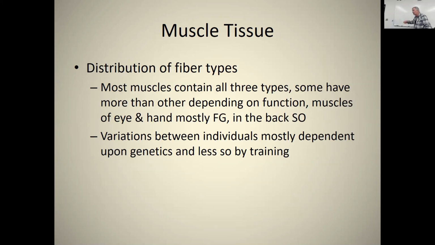So most muscles contain all three types. Some have more, depending on function. Muscles of the eye and hand are mostly fast glycolytic. In the back, slow oxidative. Variations between individuals mostly depend upon genetics, as I just mentioned, and less so on training.